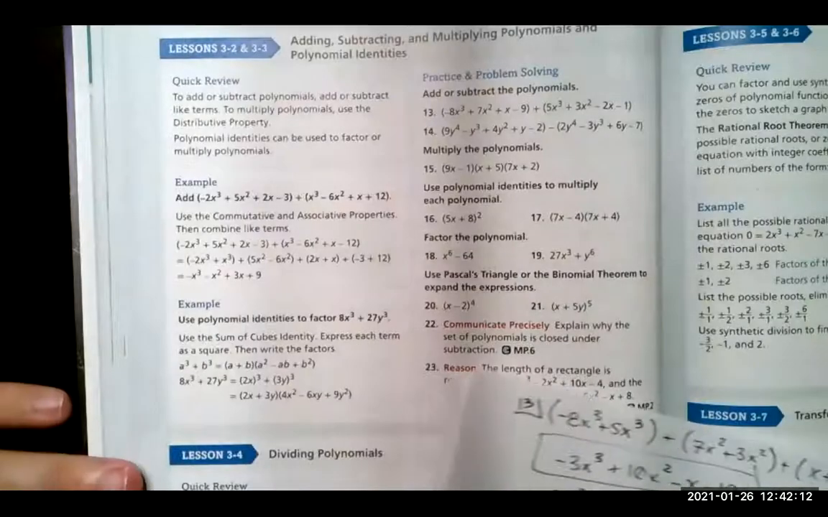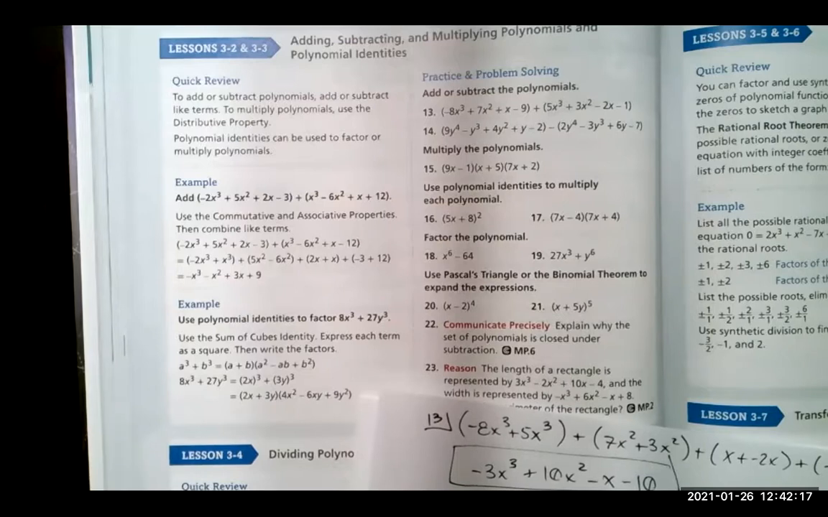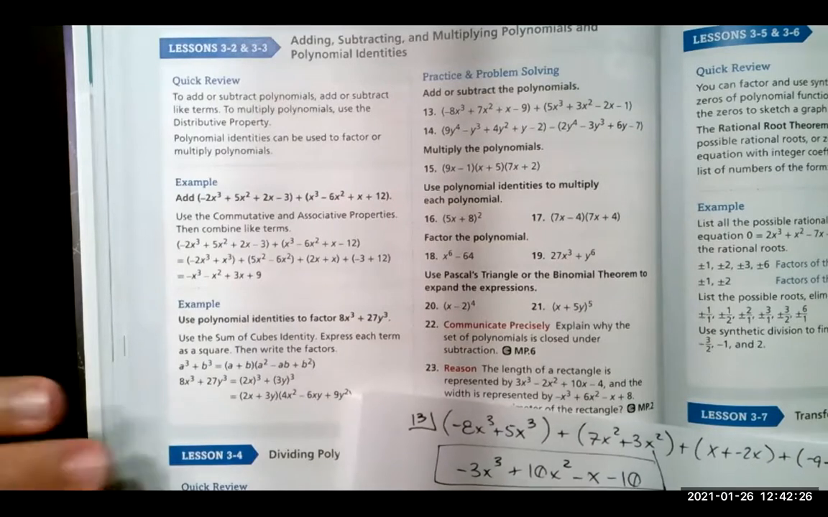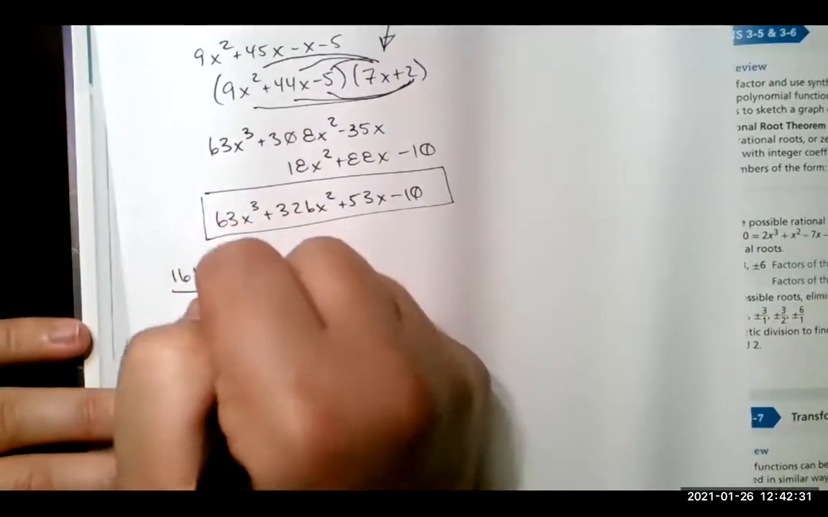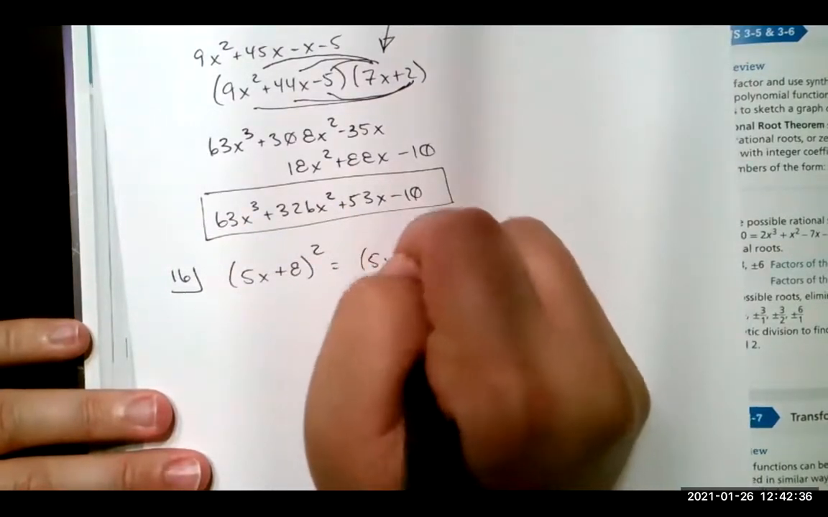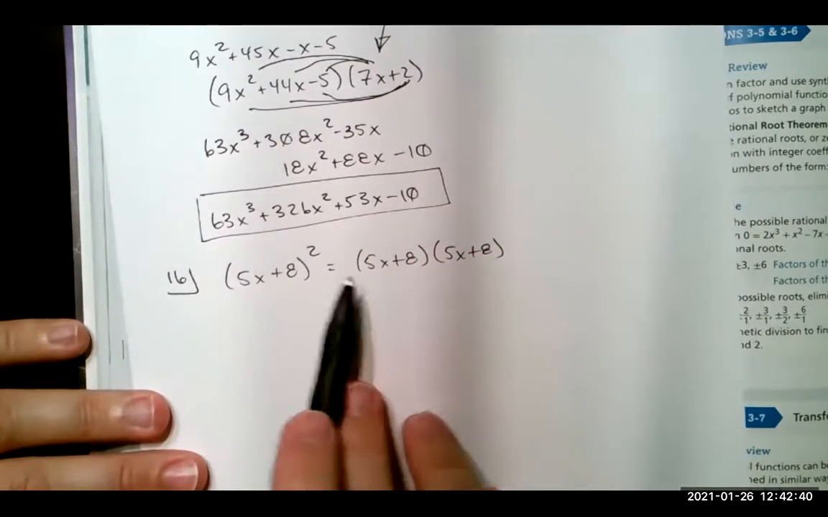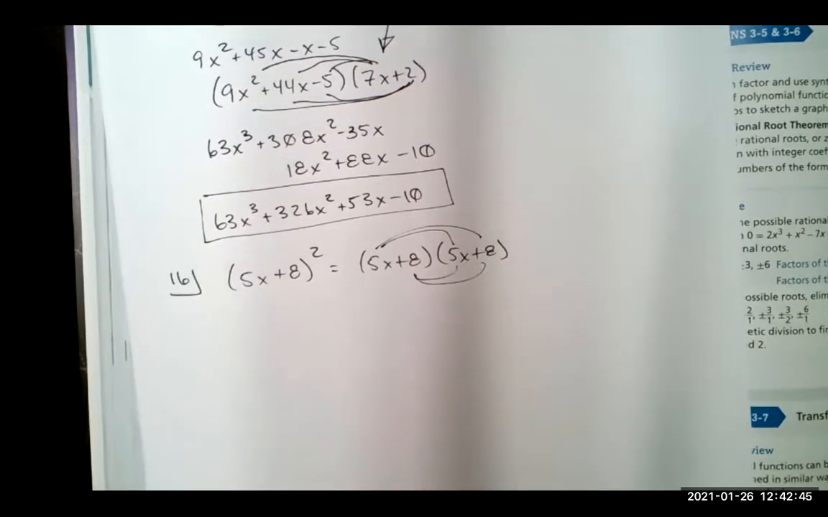So number 16, use polynomial identities to multiply each polynomial. Like I said, we're not going to do the identities. If this was a problem on the test, which you're not going to see an identities problem, but if you wanted to multiply that out, you don't have to use identities. 5x plus 8 squared is the same thing as just 5x plus 8 times 5x plus 8. There's 2 of them. So I just multiply that out, just like I did up top. FOIL method, multiply that out, combine like terms, and I'm done.